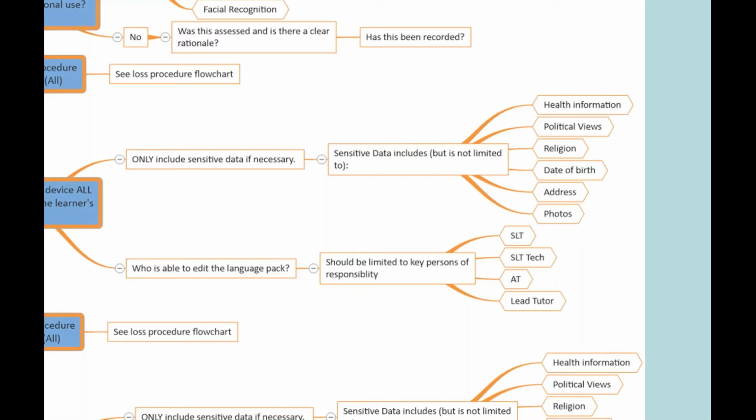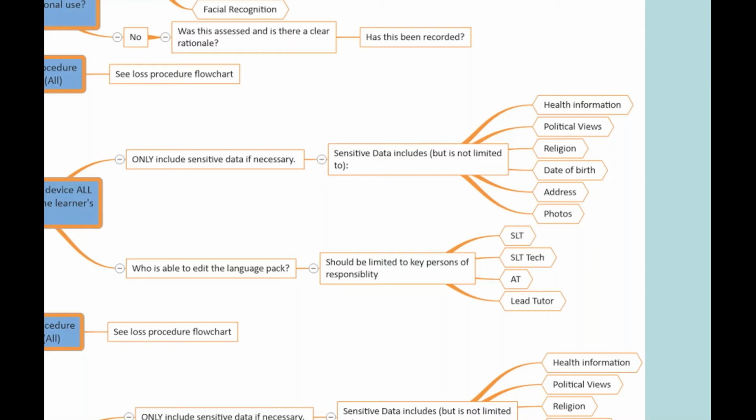And they might want their day and month of birth rather than the year as well, then only include that data if it's necessary. And again, reminder that this applies to paper just as much as it applies to digital.